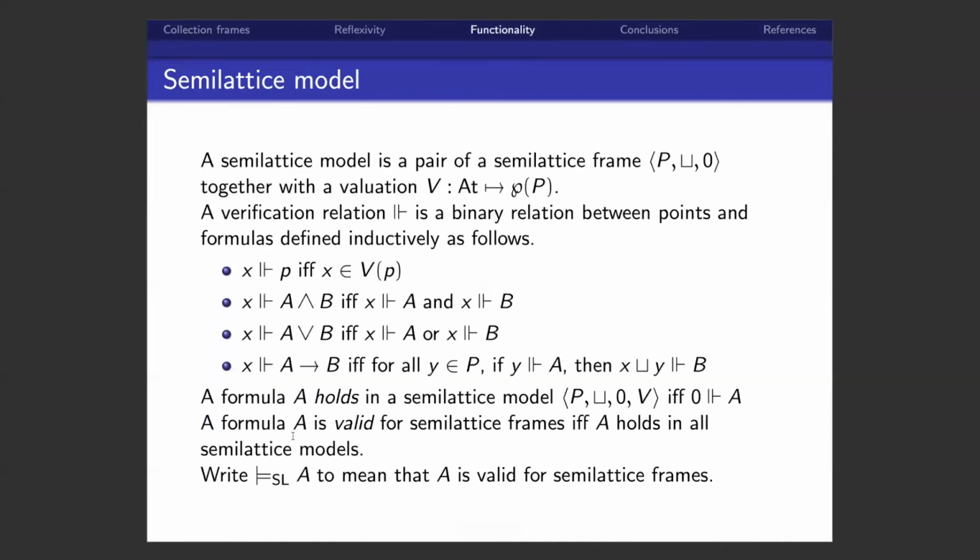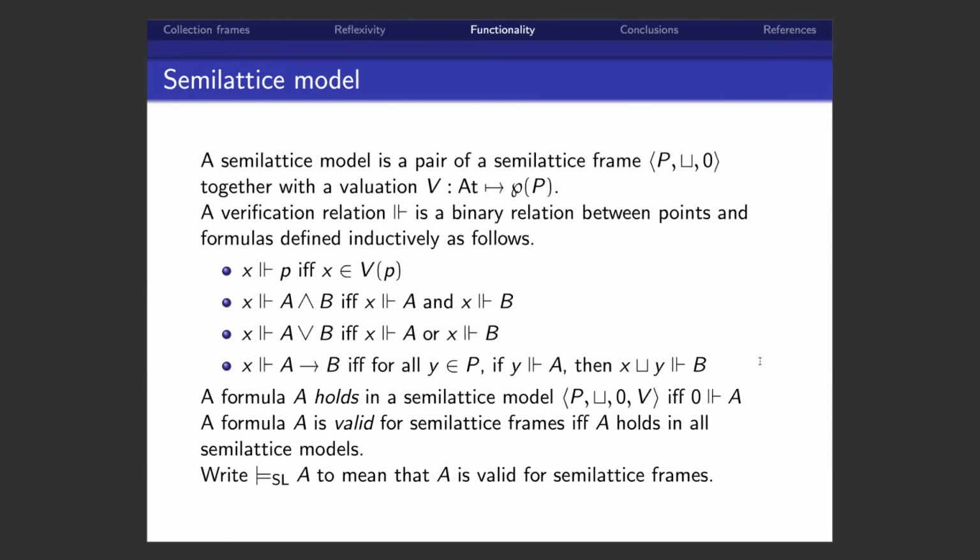Okay, so to get a model out of those frames, you take evaluation, and here are the verification conditions. Conjunction and disjunction are as they have been, and the conditional looks like this. A implies B is verified at X just in case for all Y, if Y verifies the antecedent, then X combined with Y verifies the consequent. So for this portion, fusion and little t and bottom are falling out of the language.